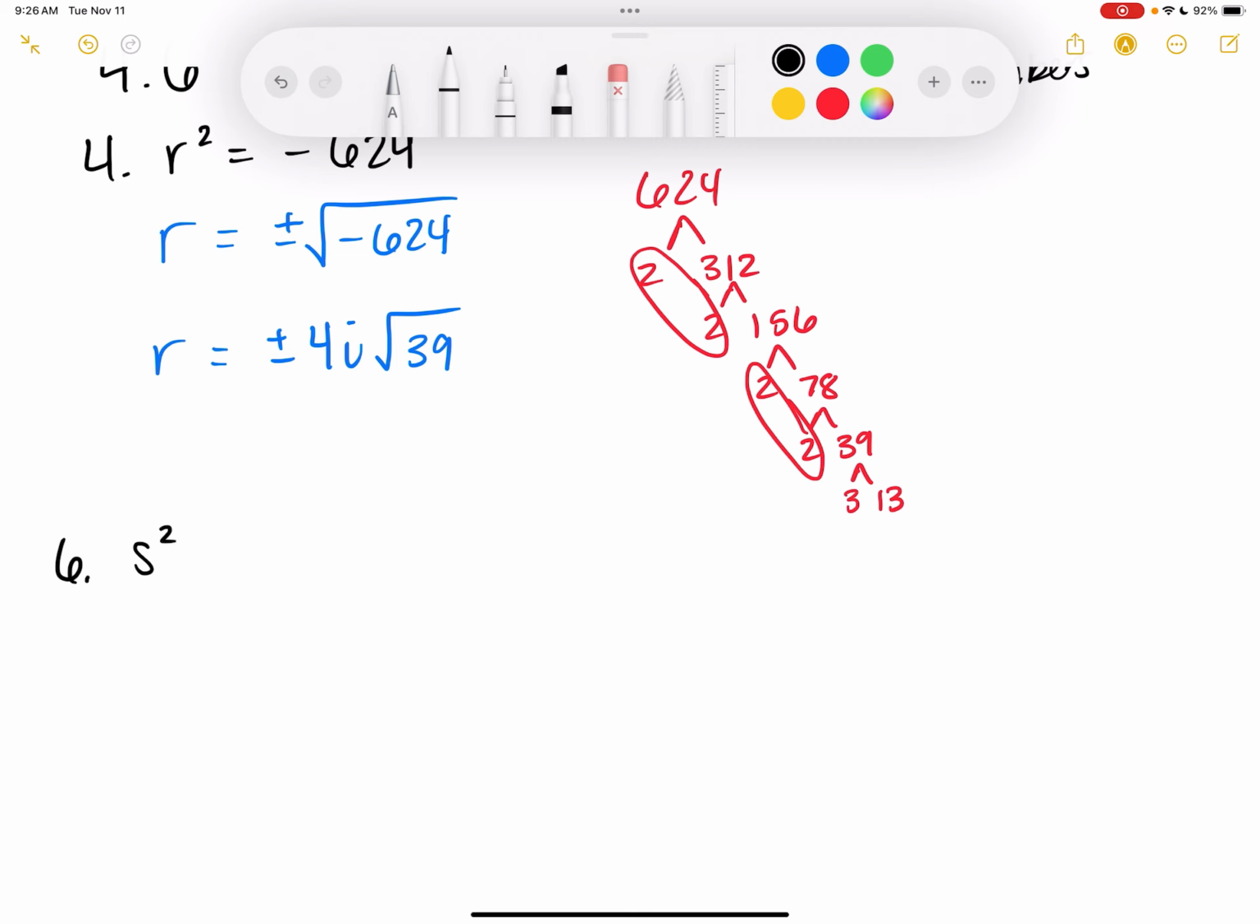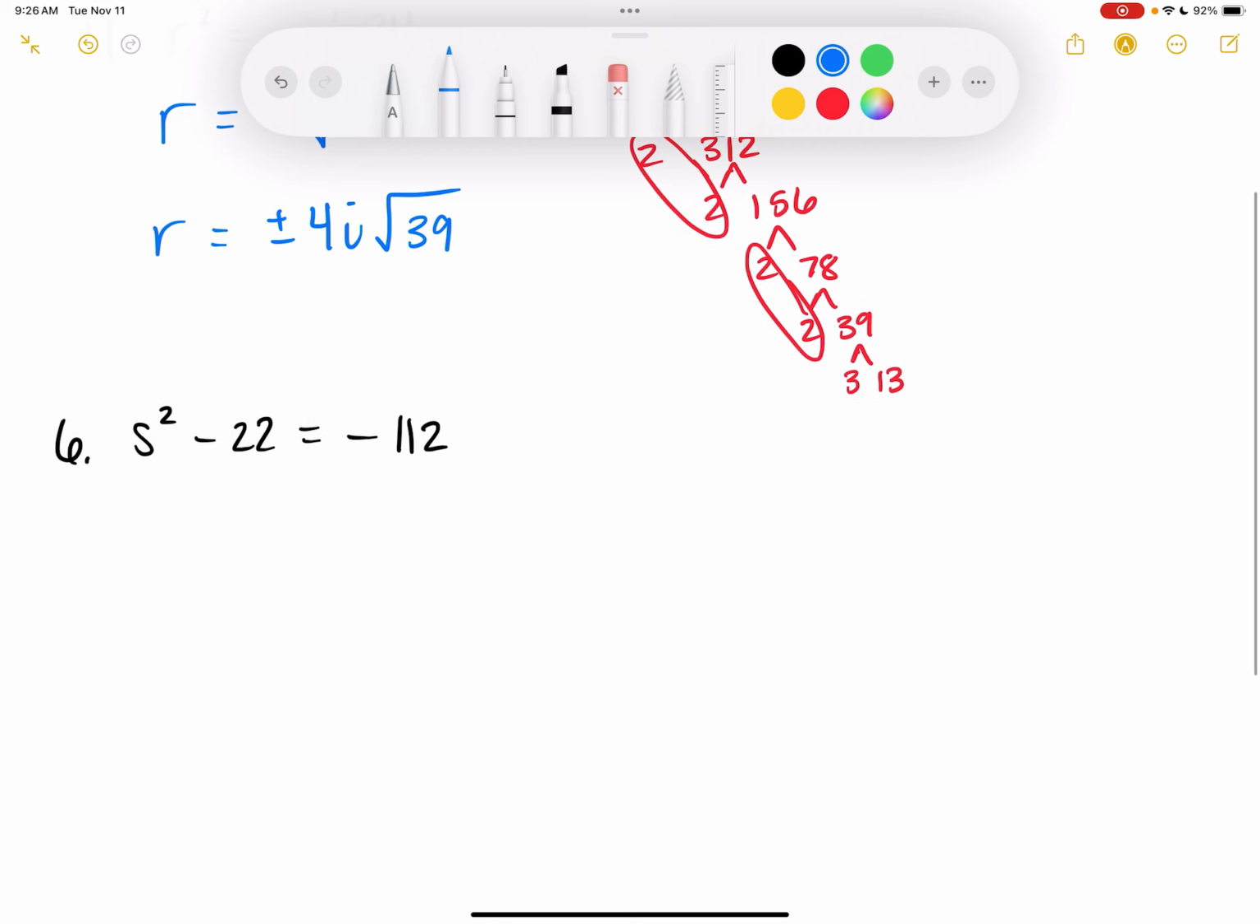All right, s squared minus 22 equals negative 112. Add 22, so I get s squared is equal to negative 90. Nice job. That was Dylan who said that. So why would you trust him? All right, what happens now?